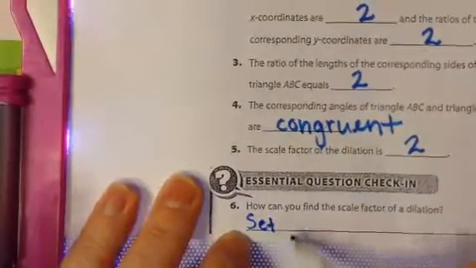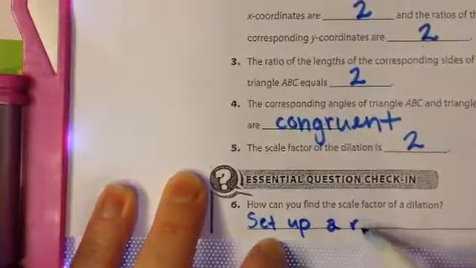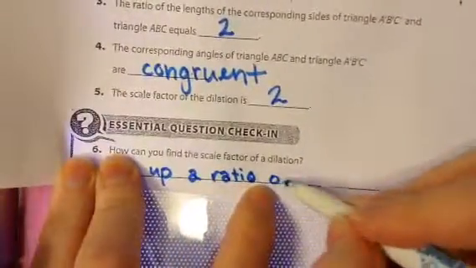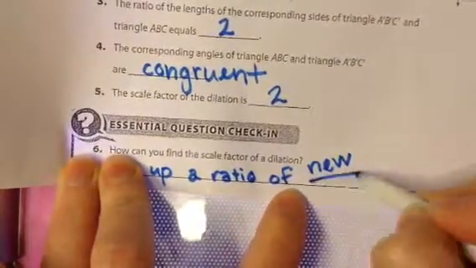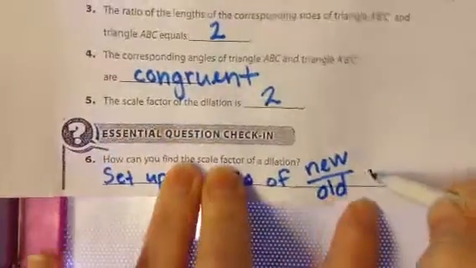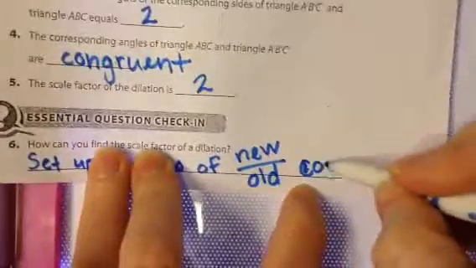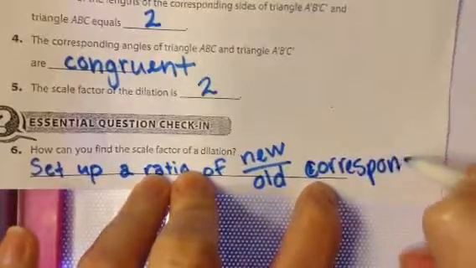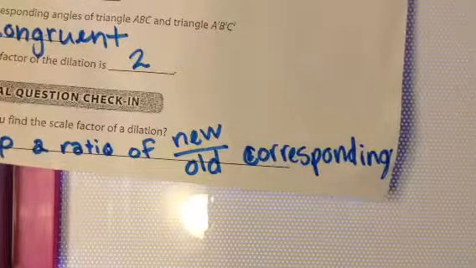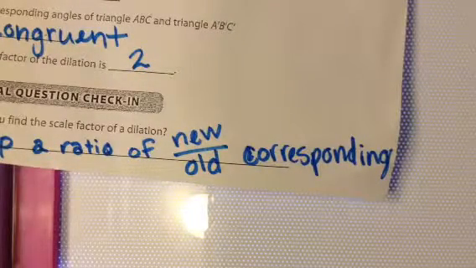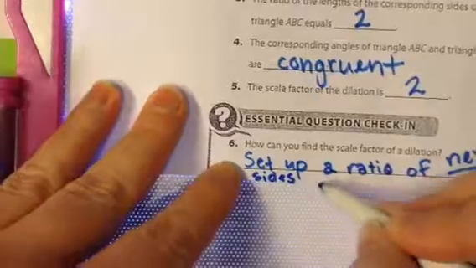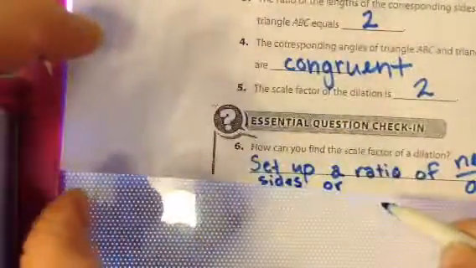How can you find the scale factor of a dilation? Set up a ratio of new over old corresponding sides or coordinates.